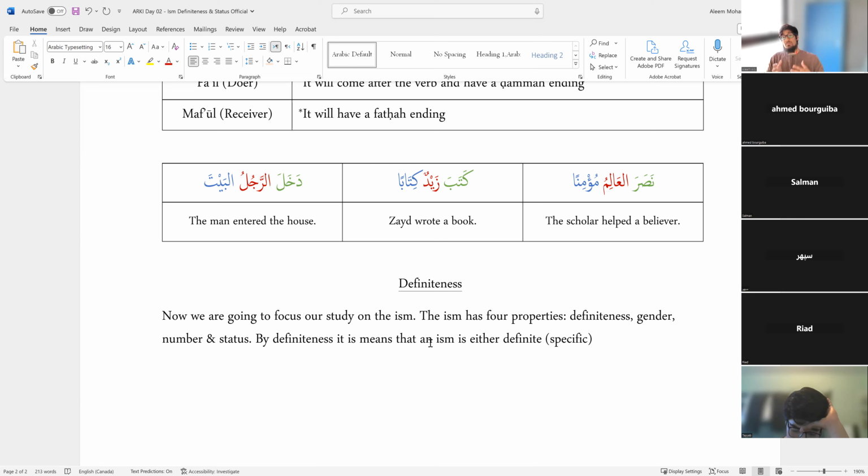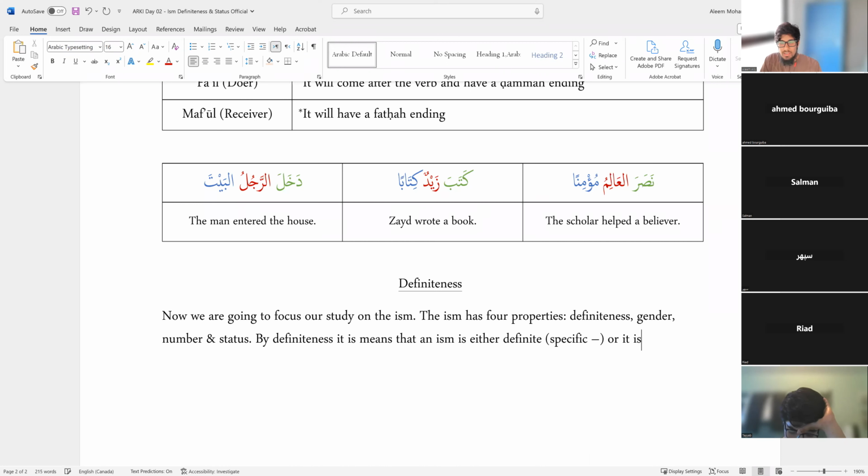Okay. By definiteness, it means that an ism is either definite, and that means that it's specific. So it's referring to a specific thing, like the book, right? There's no generality there. It's a specific thing. And usually what we've studied so far, this is achieved with an alif lam, right? As we've seen with al-baytu, al-qalamu, all those different instances that we've looked at so far.